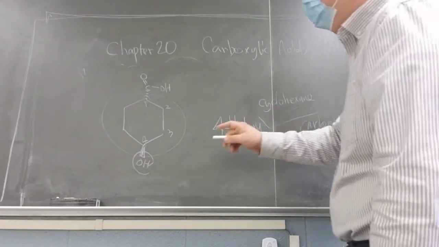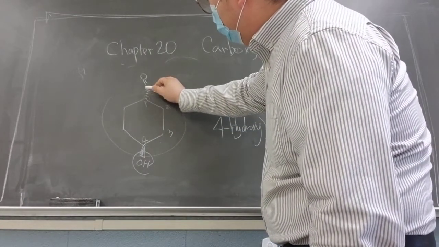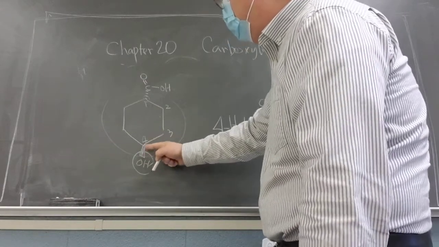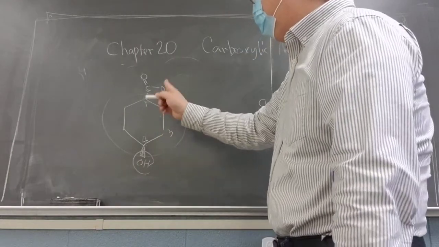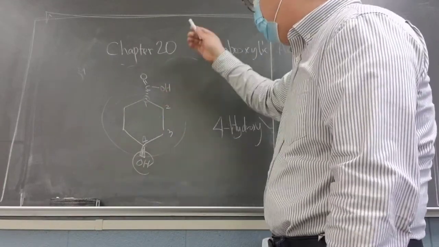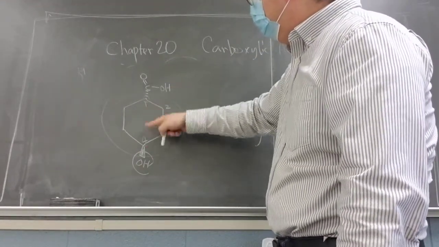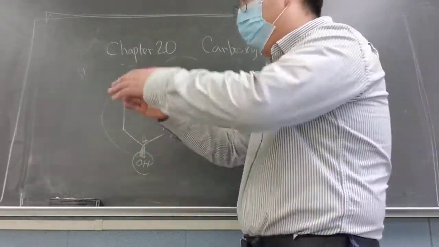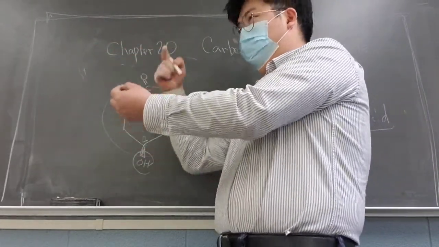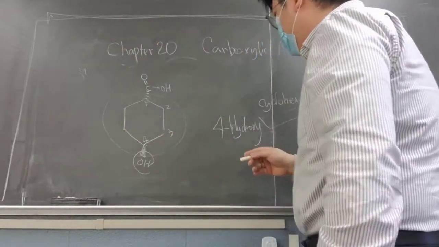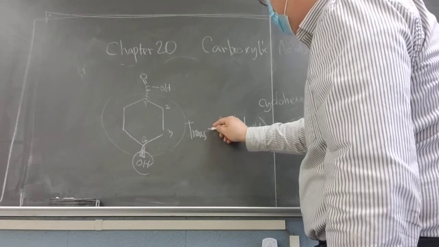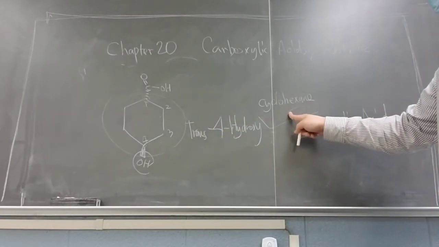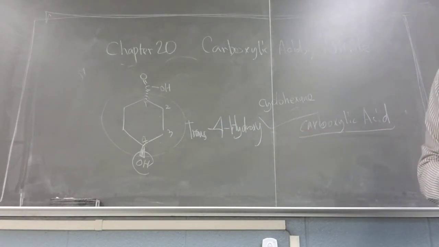Okay, and then if you look at the position, this is the dashed line, this is the wedge. So it means they are directing this way forward. This is going back up to the blackboard here. So this is on the trans position, because this is in the cyclic compound. This is going up, this is going down, right? So you just need to do trans. So this is trans 4 hydroxy cyclohexane carboxylic acid. That's the name.